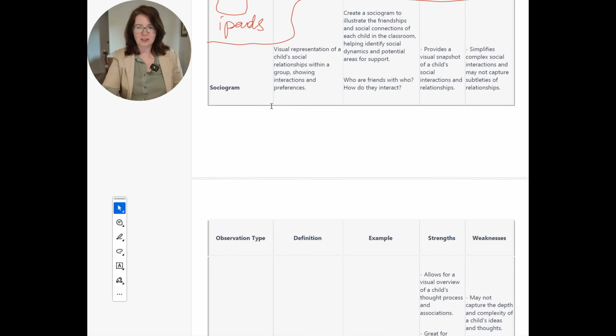Next one is sociogram. I am planning to create a video about sociograms as well, because it's an undervalued type of assessment. It's a visual representation of child social relationships within a group, showing interactions and preferences. I think it's a great one. I had to do it as part of my course. I will show you a sample in a second.